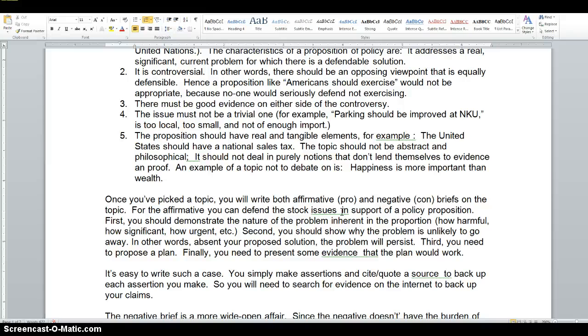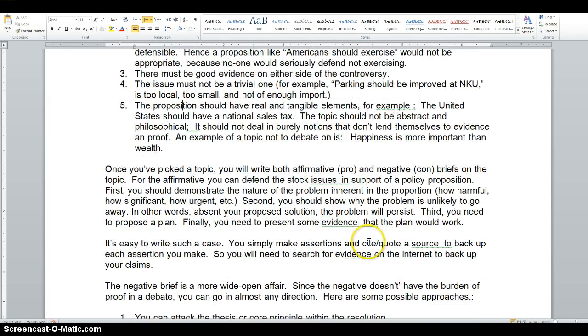I'll probably have to fix a few of these typos here, and I'll repost this, but the assignment will be exactly the same. Okay, so once you've picked the topic, you will write both the affirmative and the negative briefs on the topic. For the affirmative, you can defend the stock issues in support of the policy proposition, demonstrate the problem inherent in the proposition. How harmful, how significant, how urgent.